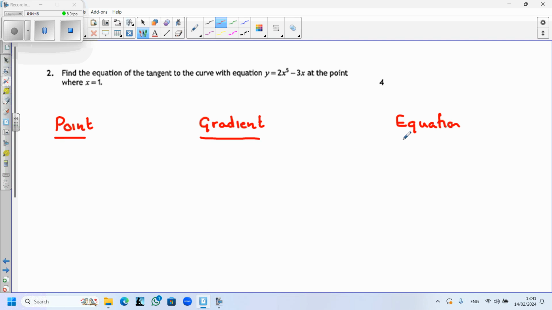Now, we only know one thing about the point. We know that its x-coordinate is 1. We don't know the y-coordinate.